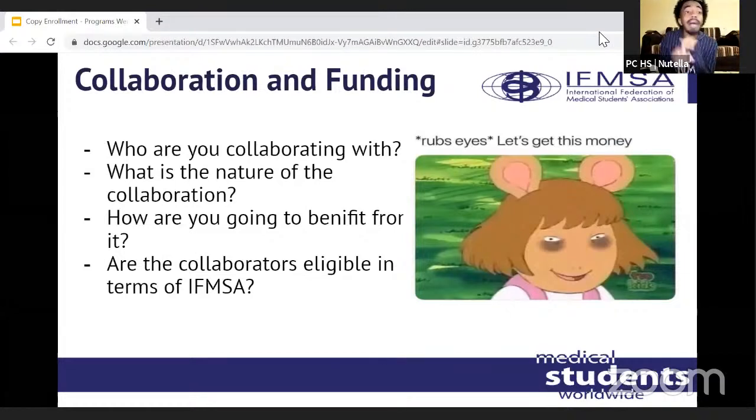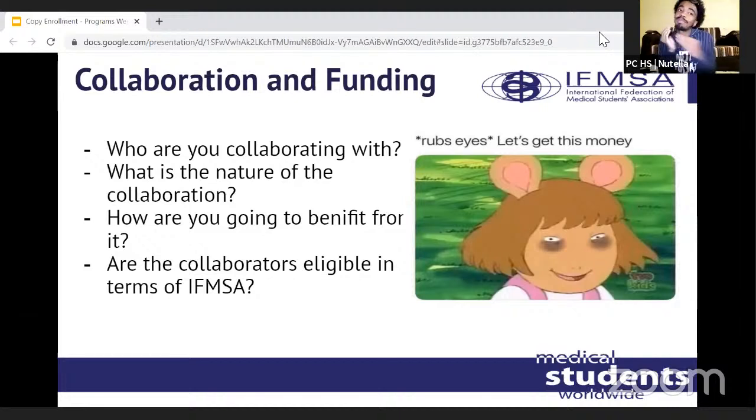Are you gaining money? Are you gaining promotion for your activity? Are you gaining access to, let's say, political stakeholders? Are you getting logistics? Are you getting outreach to places that you couldn't reach on your own? We need to define the exact benefit that's coming to the organizing committee, or the people who are carrying out the activity, from the particular person they are collaborating with.